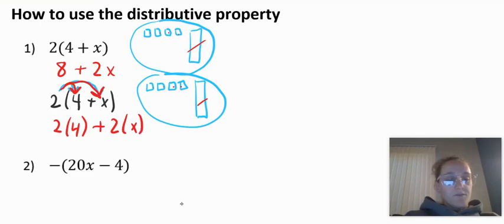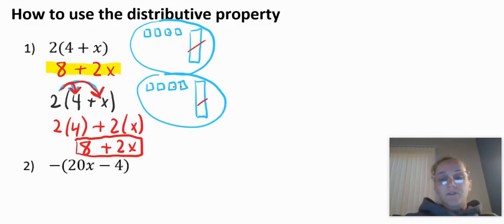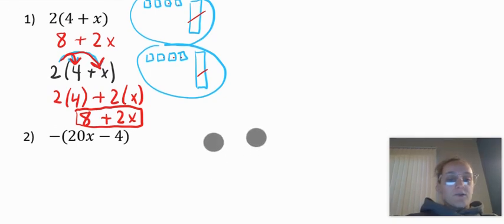Okay, so 2 times 4 is 8. And then 2 times X would just be 2X. And so you can see that I got the same answer that I did when I did it up here using the tiles. So you could do it either way. All right, let's do the second one.